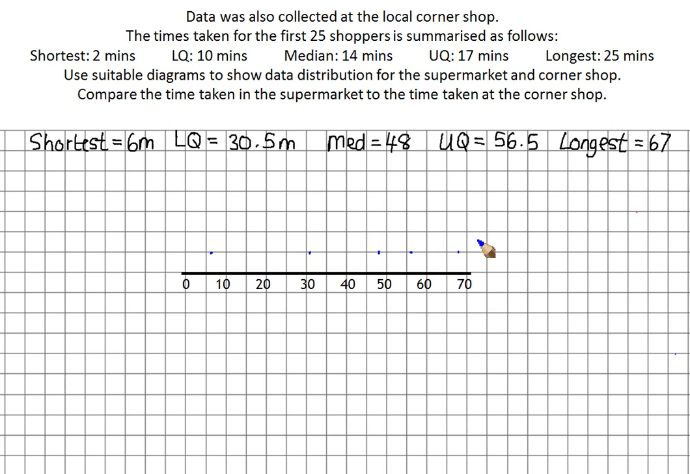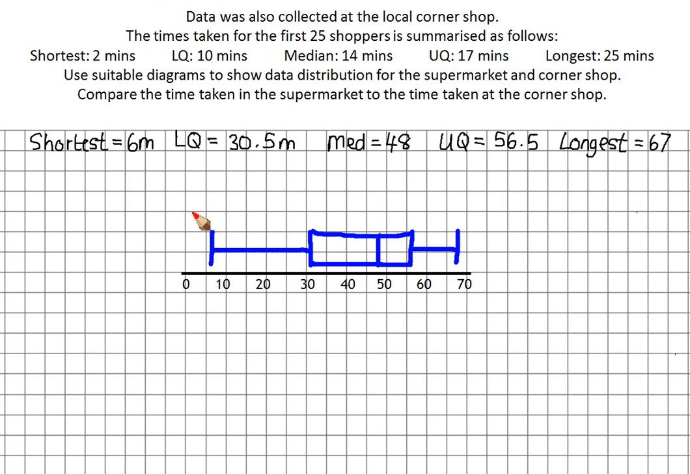So when we draw in our box plot, it's going to look a bit like this. Obviously in an exam you would draw yours with a ruler and a pencil, so it wouldn't look half as scruffy as this, but you get the idea. There's my shortest there at 6, there's my lower quartile at 30.5, median about 48, upper quartile at 56.5, and longest at 67. I'm now going to do the same for the data from the local shop.